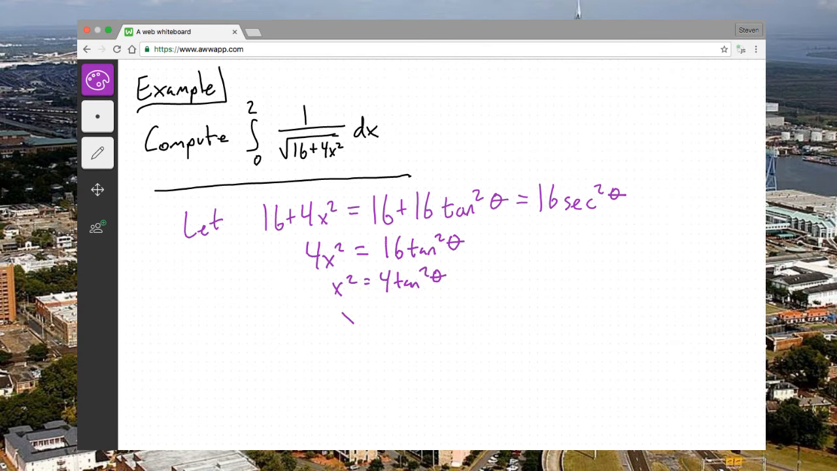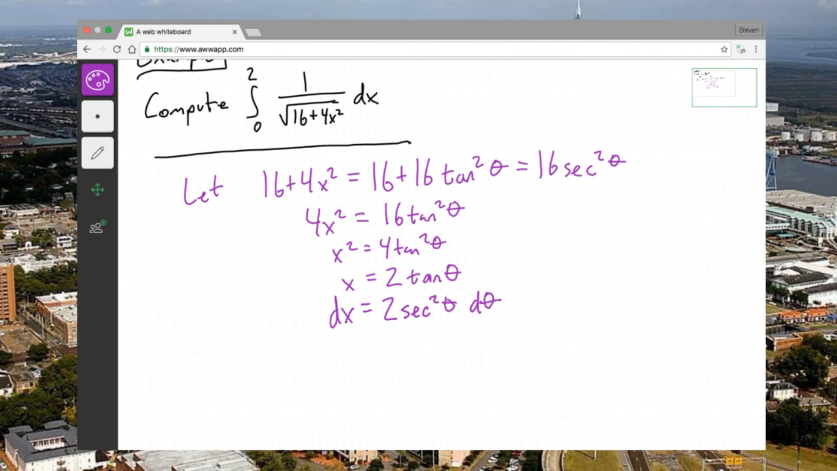And we don't need to worry about the square root of a square being the absolute value because we're actually letting x equal 2 tangent of theta, which gives us everything above it. So if x is equal to 2 tangent of theta, then my dx would be the derivative, 2 secant squared of theta d theta.